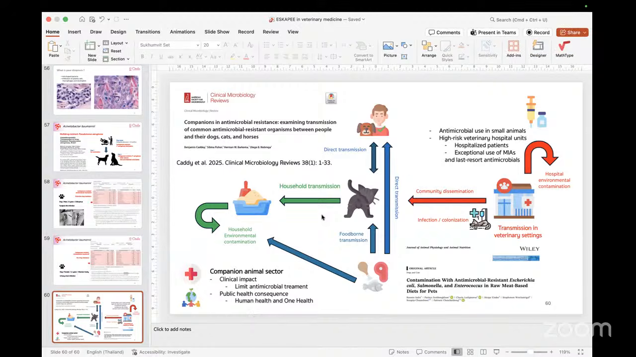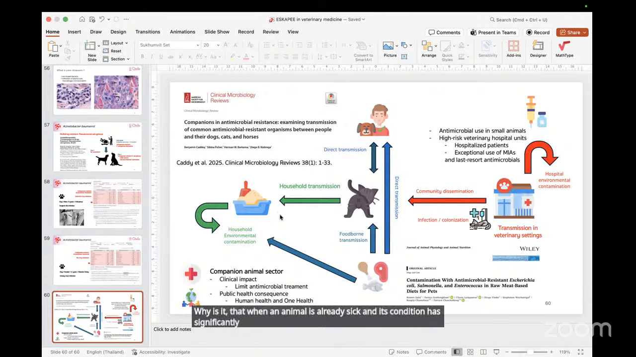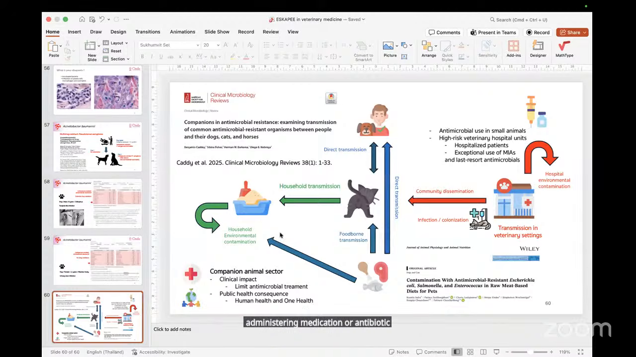Okay. Thank you, Nahla. The next question is from Sulistiani. Why is it that when an animal is already sick and its condition has significantly deteriorated, administering medication or antibiotics actually causes its condition to worsen, sometimes even leading to death? Has the animal developed resistance?